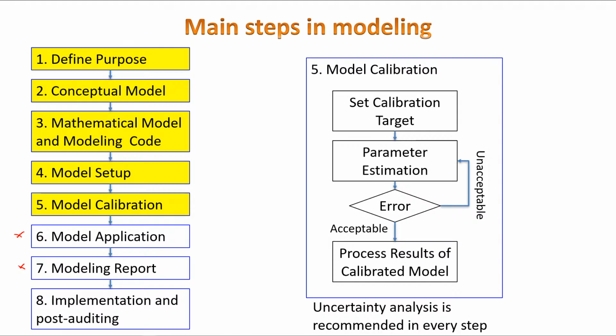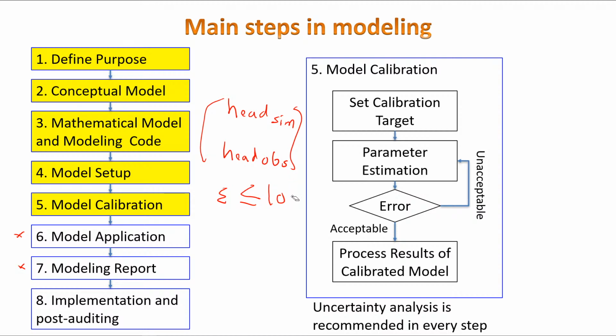So the calibration is that you set the calibration target. Let's say I want to calibrate this model for hydraulic head. There is the head that is simulated by the model, there is the head that is observed in the field, and my calibration target is that I want the difference between these two, the residual, the error, to be less than or equal to, let's say, 10 centimeters, for example.